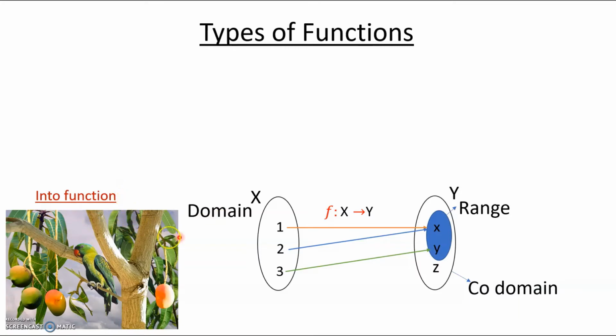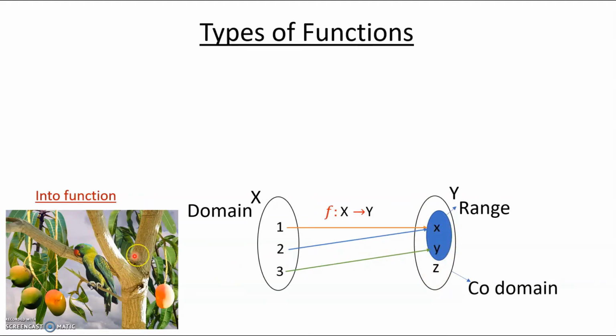Now, consider this set y. Let's say that this set y contains all the mangoes that are there in this tree. Y has all the mangoes in the tree. And this blue indicates the ripe mangoes, which are very delicious, and the white indicates the mangoes that are not ripe. You can probably make a pickle out of them. But the blue indicates the ripe mangoes.